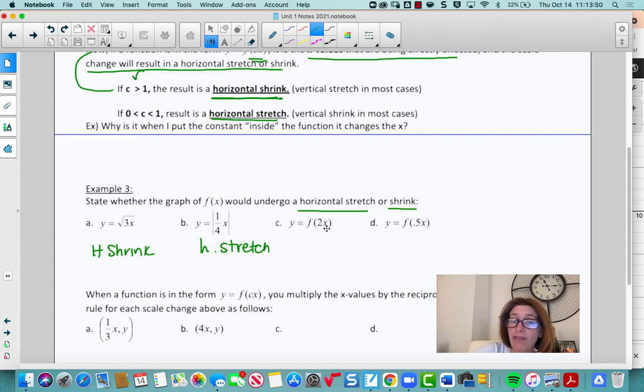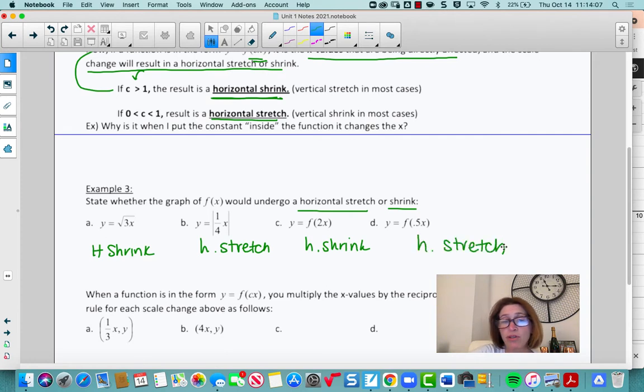y equals f of 2x. Again, it's on the inside, and it's a value greater than 1, so it's going to be a horizontal shrink. And here we have 0.5, which we could write like that. That would be a horizontal stretch.